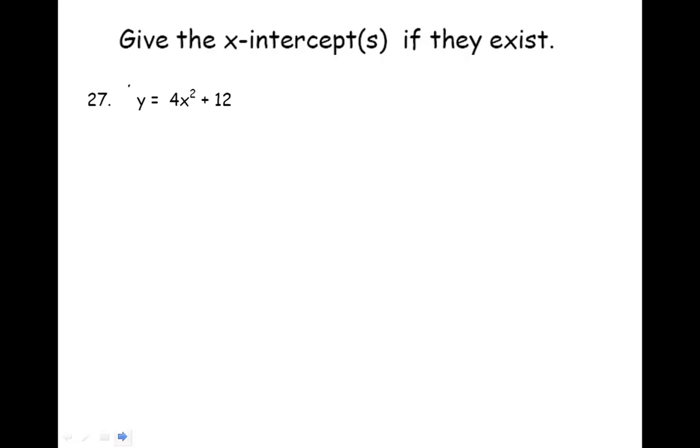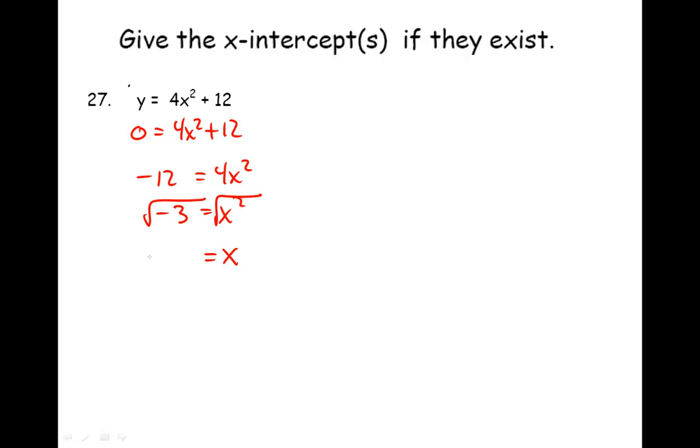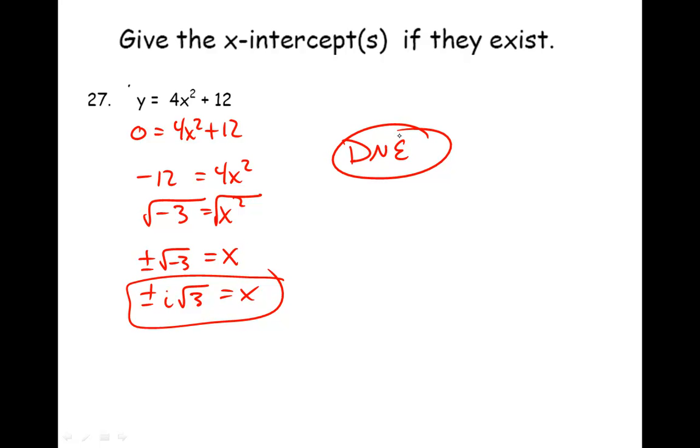Give the x-intercepts if they exist. So again, on number 27, we want to let y equal 0, and then solve for x. So we subtract 12 from both sides, we divide both sides by 4. Then we go ahead and take the square root. When we take the square root, we've got to make sure we add plus or minus. And again, we end up with the same situation where we get plus or minus i root 3 is equal to x. And because this is not a real number, these x-intercepts do not exist.